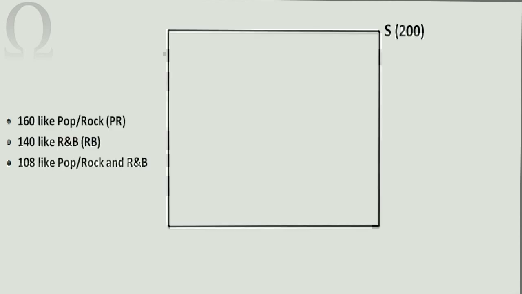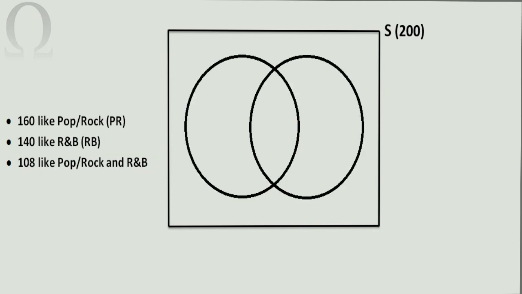The first thing to do is to draw the sample space, S. Within the sample space, we draw the relevant sets of data that describe the scenario. Looking at the information given to us, 108 teenagers like both pop rock and R&B music, so that means that we will have to draw two circles that intersect each other at two distinct points. We can label these sets, PR and RB, to represent the pop rock and R&B sets, respectively.